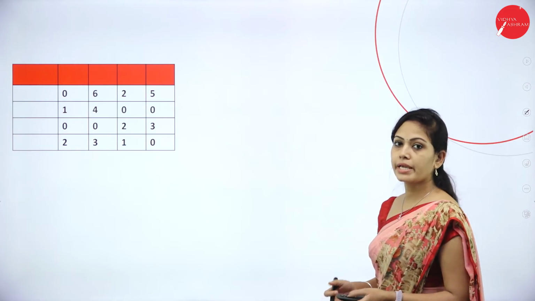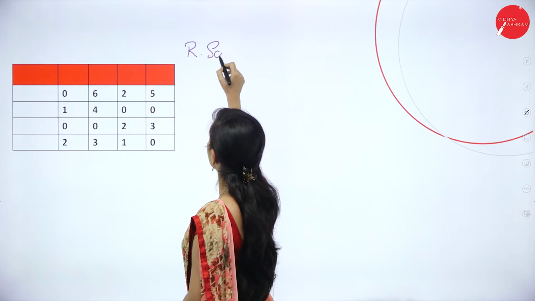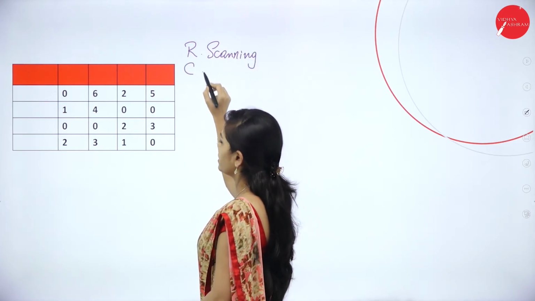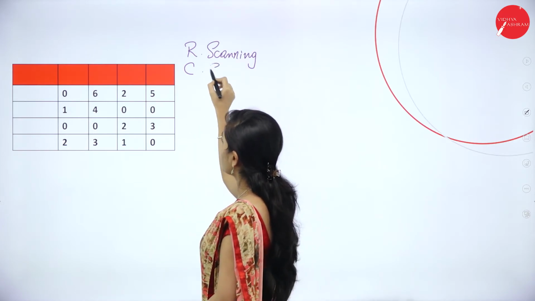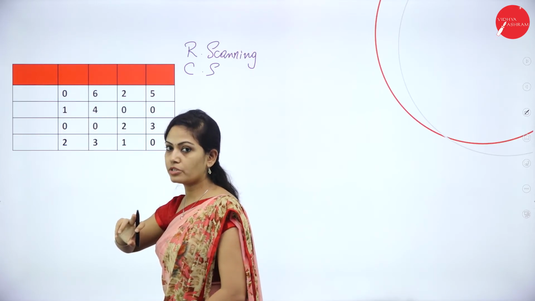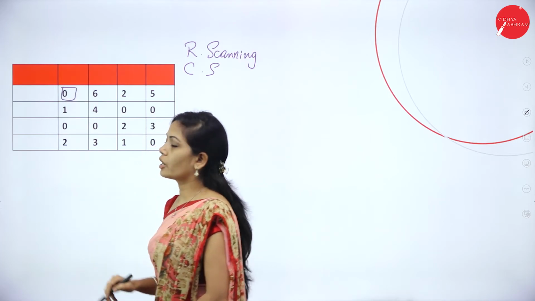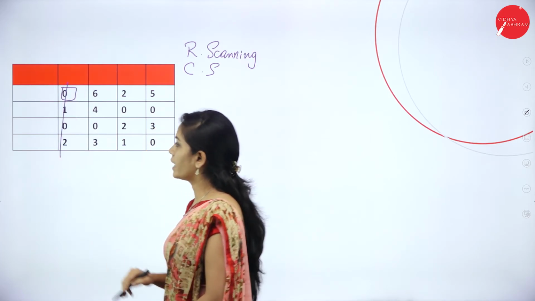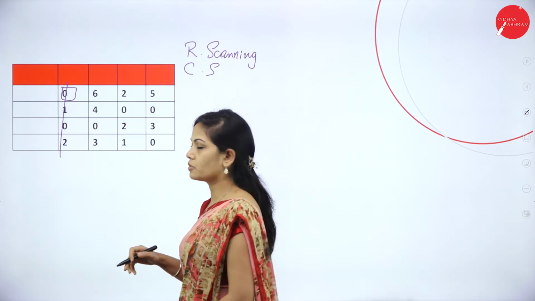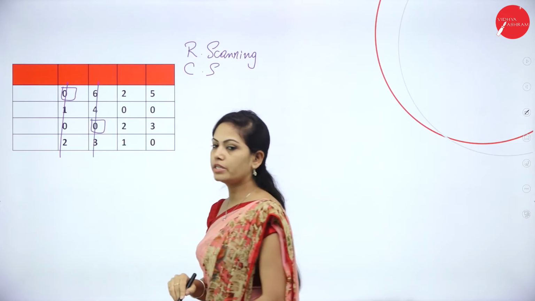In the next step, I can go for row scanning and column scanning. First step, in the first row, how many zeros are there? We have only 1 zero. I can put a square box around that 0 and put a vertical line. And in the second row, I have 2 zeros. Just skip that row. And in the third row, I have 1 zero. Put a square box and put a vertical line.